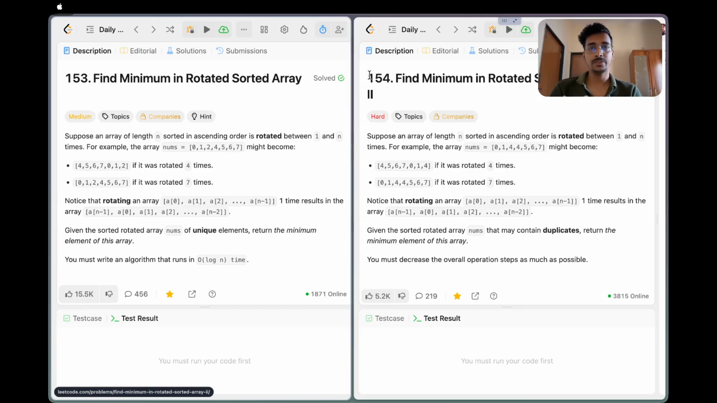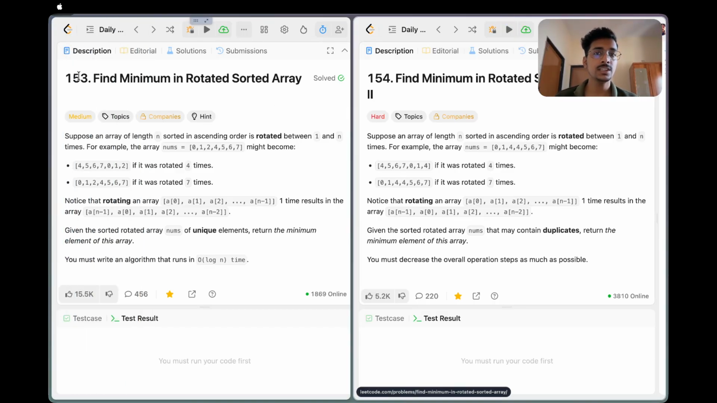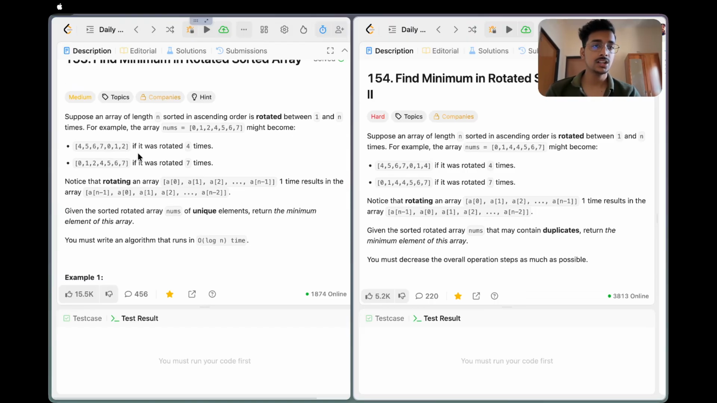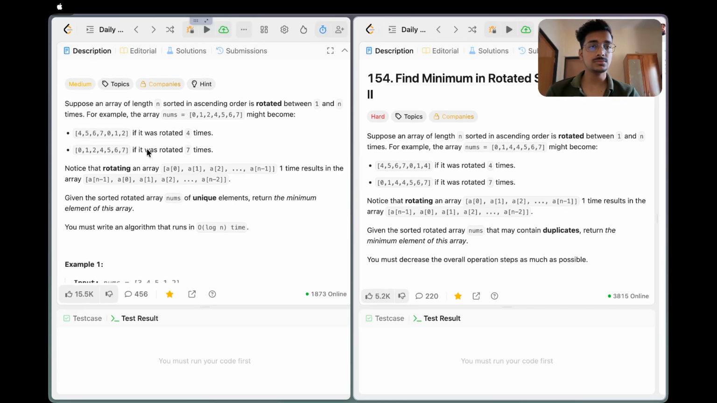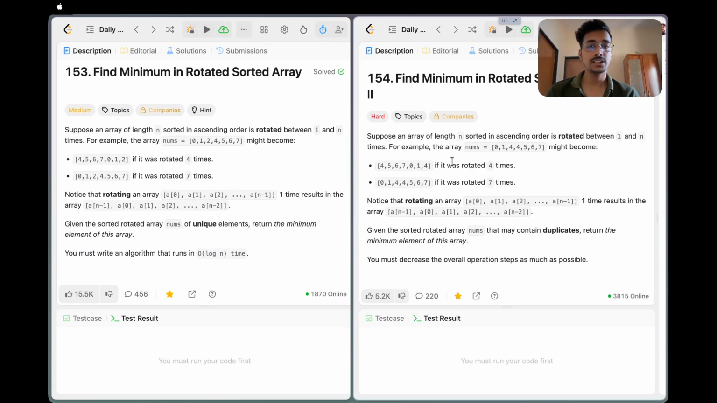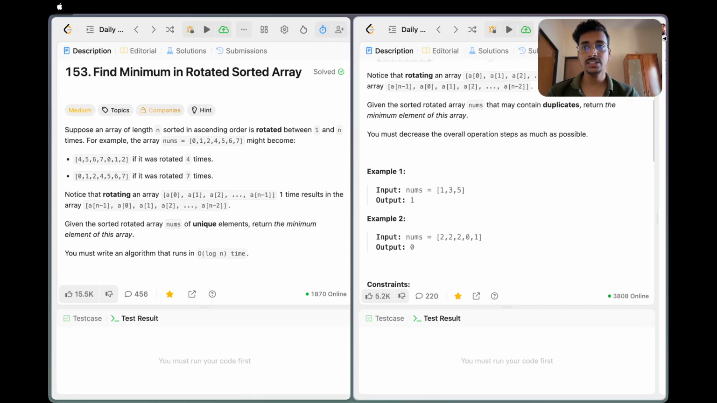Today we have this particular problem, problem number 154, and the name of the problem is Find Minimum in Rotated Sorted Array II. Yesterday we had problem number 153, and today we have problem number 154. The difference between these two problems is that in yesterday's problem we didn't have duplicates in our rotated sorted array, but in this problem we have duplicates.